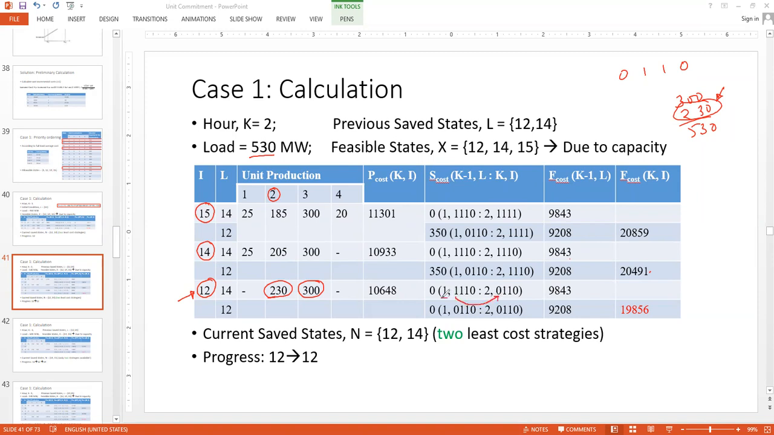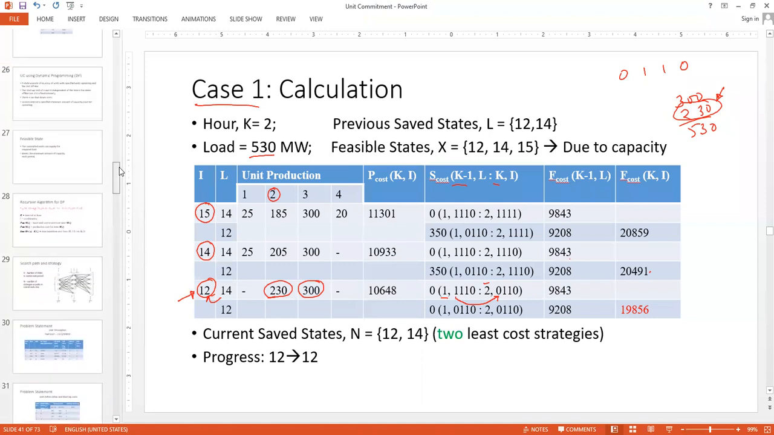This is from hour 1 to hour 2, k minus 1 to k. You see here, instead of starting up, we have to shut down. If we choose to have the transition from 14 to 12, we have to shut down unit number 1. But in this case, we are not including any shutdown cost. Actually, throughout the problem, we are not considering any shutdown cost. We mentioned it probably at the very beginning.